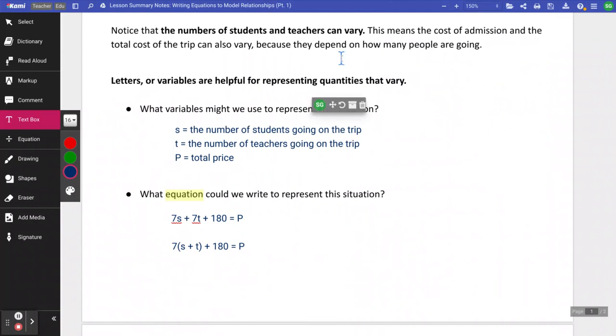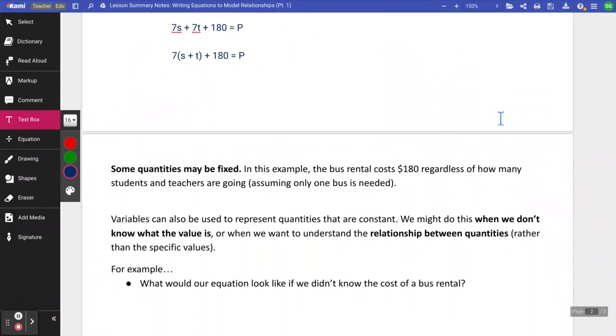Now, we were saying variables are great things to use when you're working with quantities that can vary or change. Some quantities in your situations might be fixed or constant. So, for example, we had mentioned earlier that bus rental costs $180 no matter what. It doesn't change depending on how many students or teachers are going. And this is assuming that we're only going to be renting one bus that day.